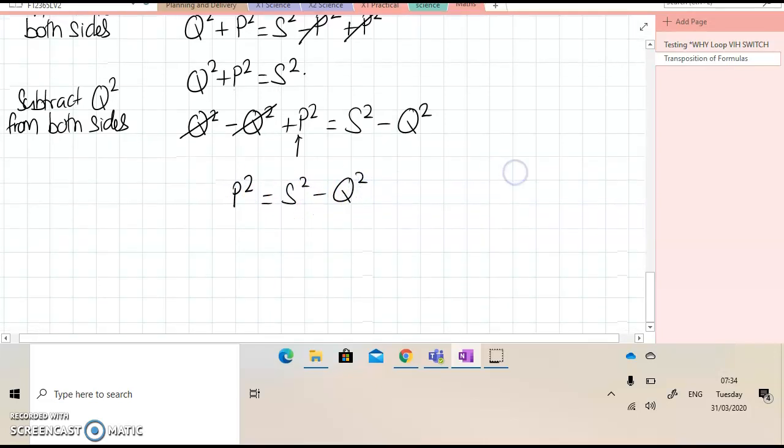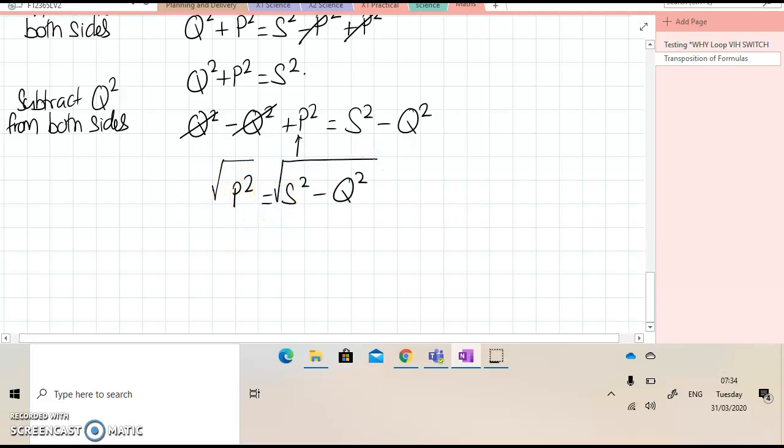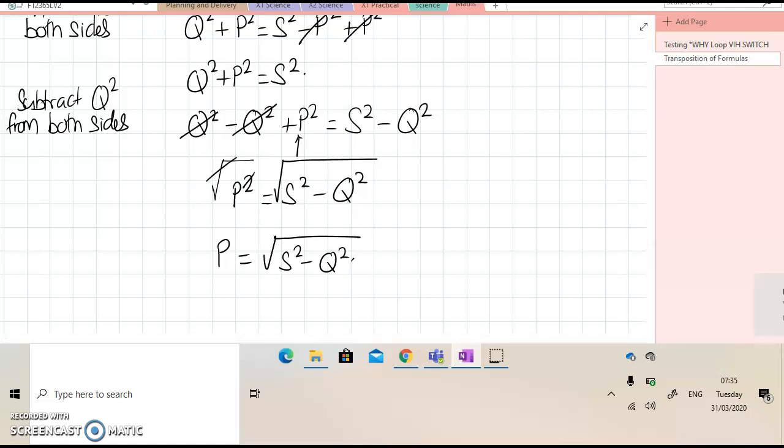The next thing we need to do is square root that side. So P squared, to get rid of the squared in the P, but what we do on one side we do on the other side, on the right hand side should I say. So that will leave P, because the square root cancels out the square, and it leaves P equals the square root of S squared minus Q squared. There we go. Okay, and that concludes this short video.